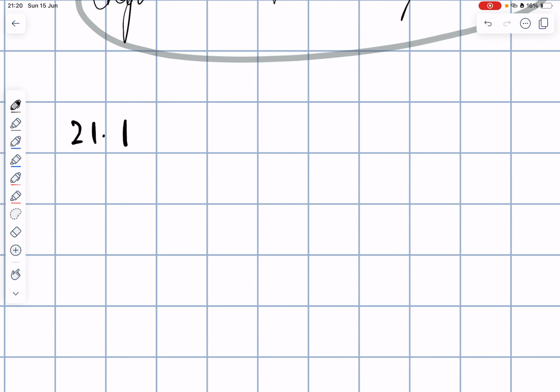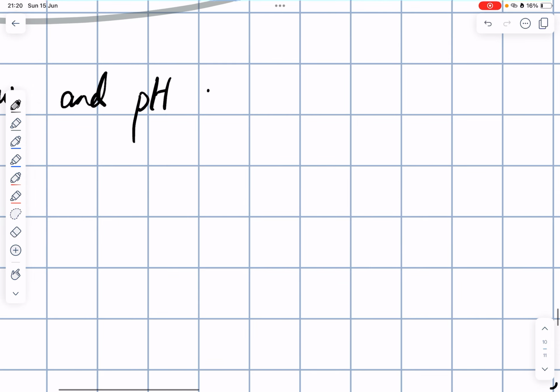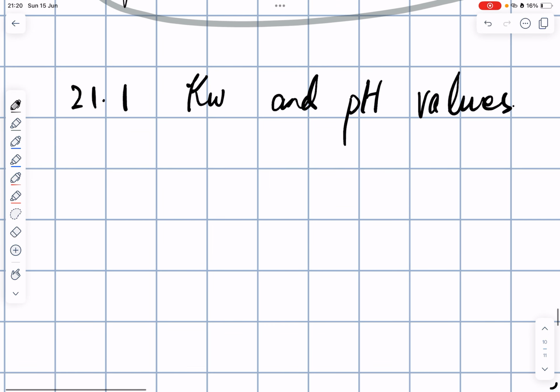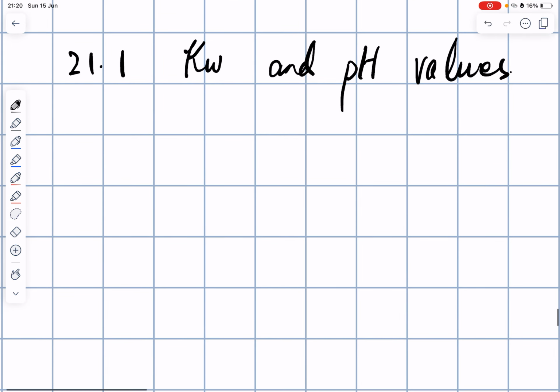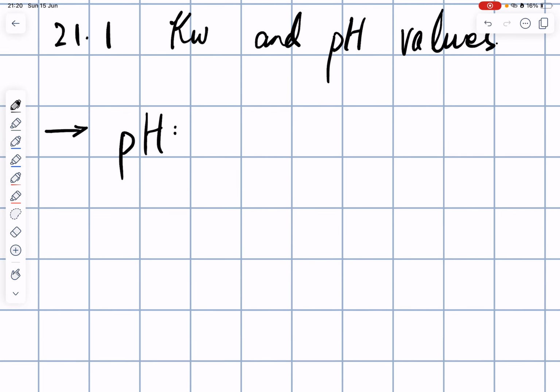First, we are going to explain 21.1, Kw and pH values. pH values, all of us have heard about that in our daily life, such as the pH value of water, acid rain, milk, blood, or something. So let's give a brief introduction for pH first. This means we will define pH in a scientific way first.